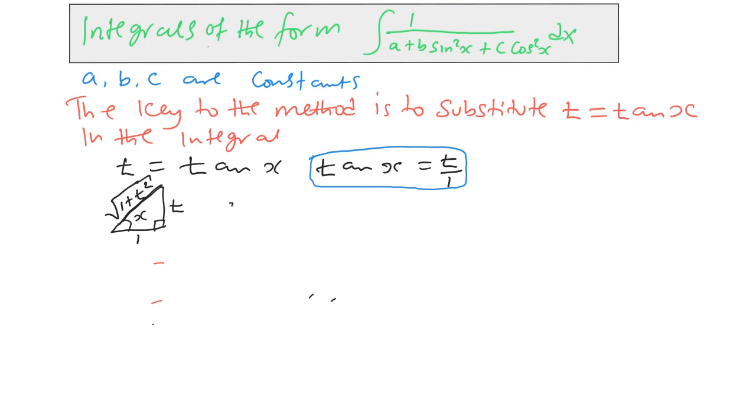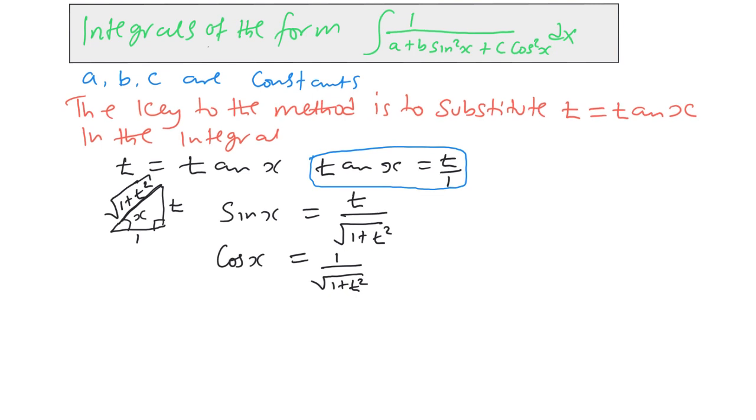So we can read off sine x as opposite over hypotenuse. This is t over the square root of 1 plus t squared. And then cosine x is adjacent over hypotenuse, which is 1 over the square root of 1 plus t squared. So we have used a right-angled triangle to obtain expressions for sine and cosine. If we are changing the variables from x to t, then we also have to change dx. Okay, how do we do it?